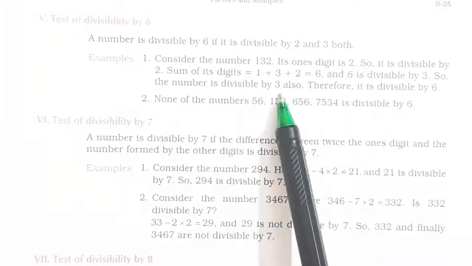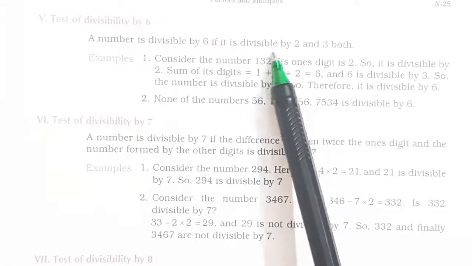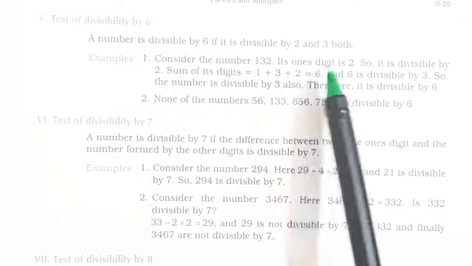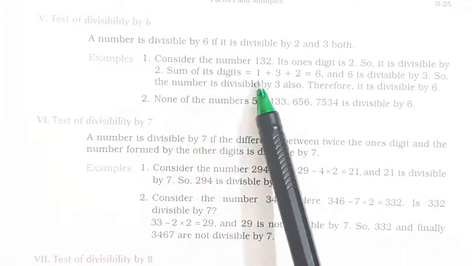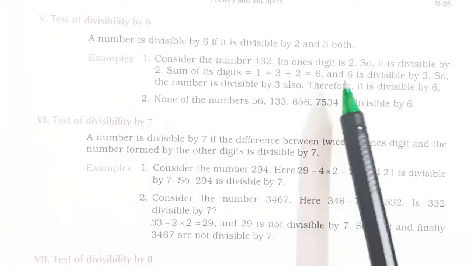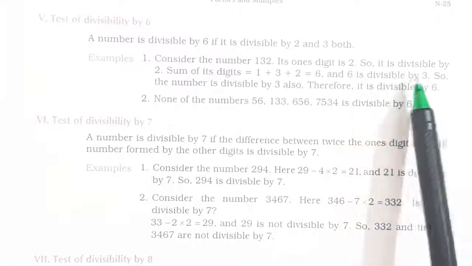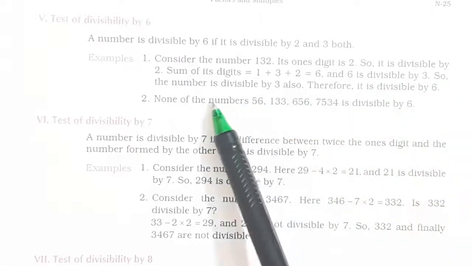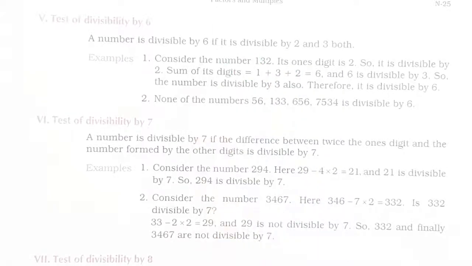So here in the example, you can see 132. The last digit is 2. So it is divisible by 2. And the sum of the digits is 6. Now children, we know that 6 is divisible by 3. So the given number is divisible by 6. I hope it is clear.